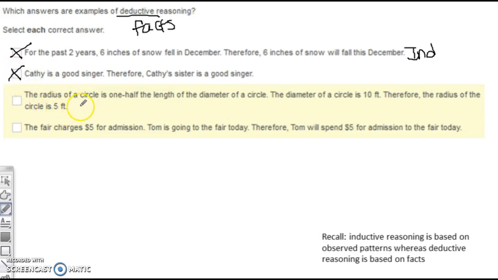Alright, the next one. The radius of a circle is 1/2 the length of the diameter of the circle. The diameter of the circle is 10, therefore the radius of the circle is 5. Yo, that's facts, right? So that is going to be deductive reasoning. The fair charges $5 for admission. Tom is going to the fair today. Therefore, Tom will spend $5 for admission for the fair today. Again, that's a fact, right? We know it's going to cost us $5. That's not based on an observation. That's just the truth.